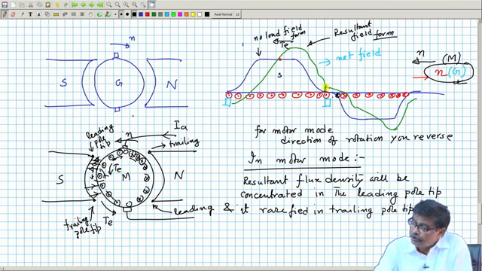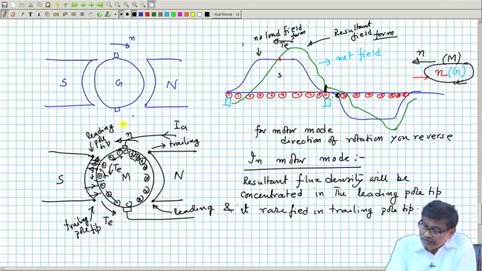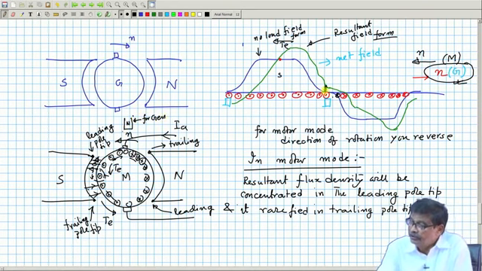So what should be the polarity of the interpole for generator mode? It is still south pole. If I want to make it 0, I must put a north pole here for generator, because south pole is what I have shown going in. So here I will connect an interpole which must be north for generator, mind you.